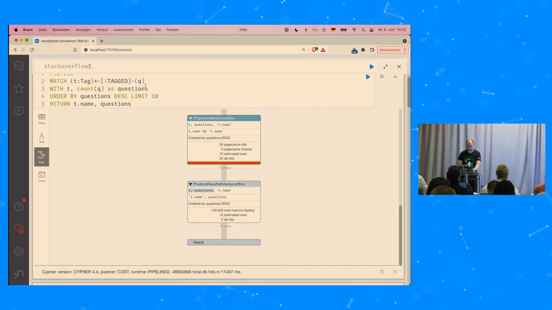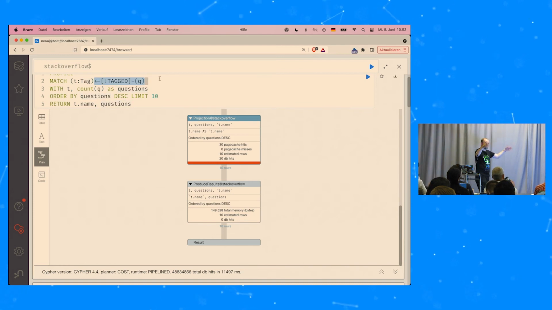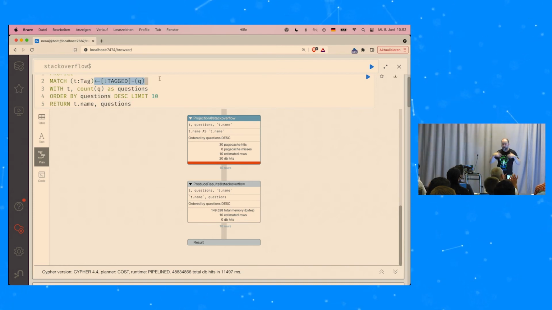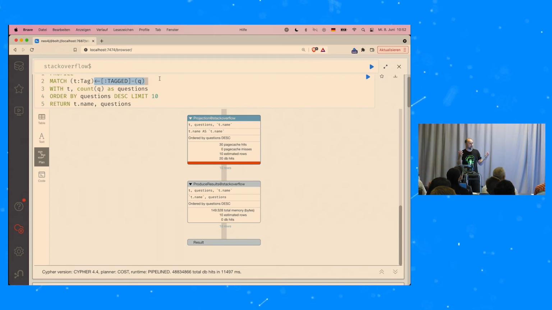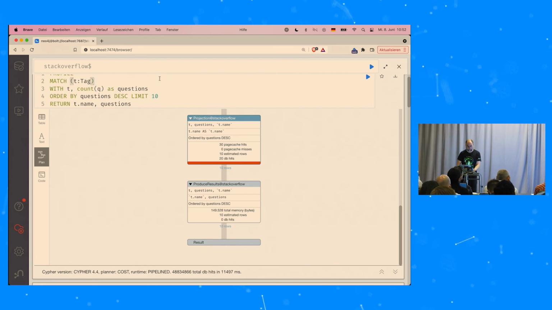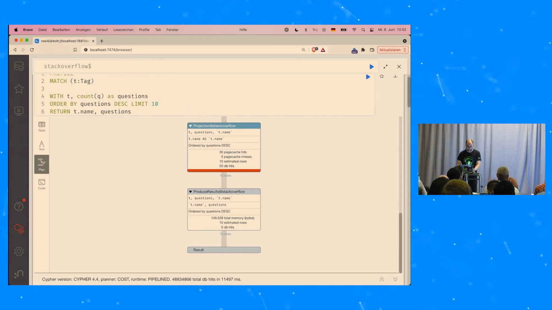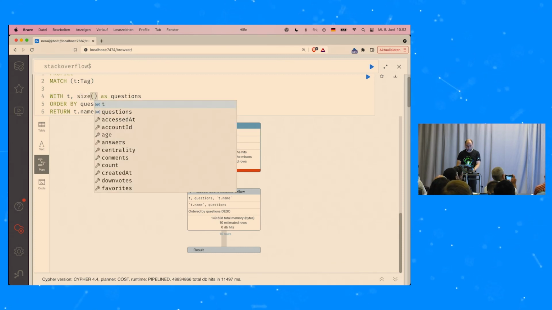we can actually change this. So currently it does this expansion. So it goes from tag to all questions, right? And then counts the questions. But that's exactly the degree of a tag, right? So along the tagged relationship, that's the degree of the tag. So what we can do instead is the following. Instead of counting these tags, we just say size of pattern.